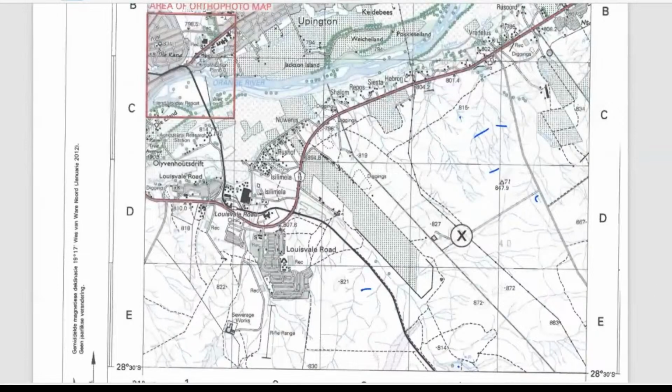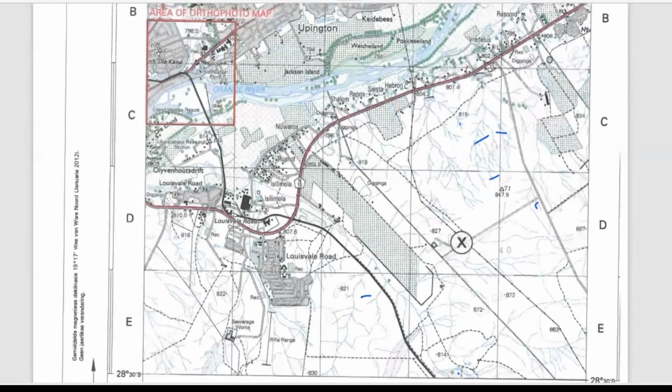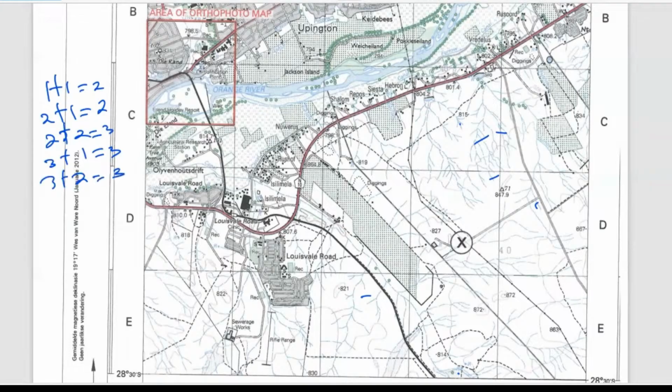Right, when we are doing stream ordering, I think you still remember, stream number 1 plus stream number 1 gives us stream number 2. Stream number 2 plus stream number 1 still gives us stream number 2. Then stream number 2 plus stream number 2 gives us stream number 3. 3 plus 1 is equal to 3. 3 plus 2 is equal to 3. 3 plus 3 is equal to 4. And the order goes like that. So we want to check here and try to identify the stream order around area X.